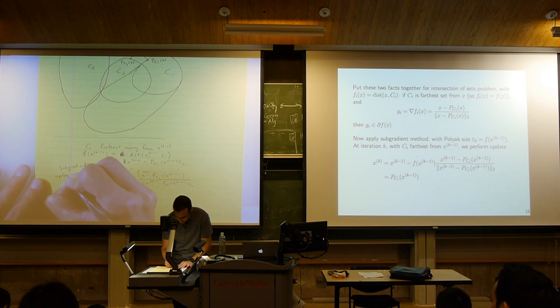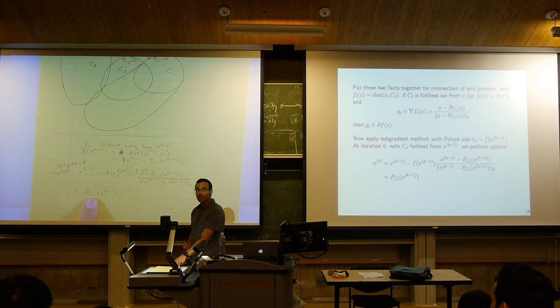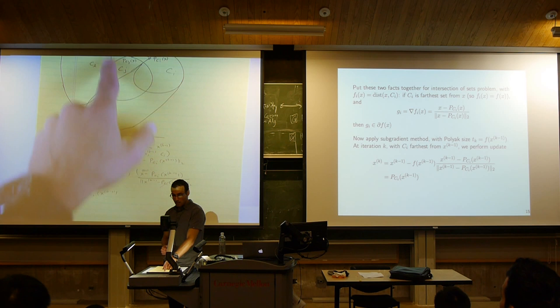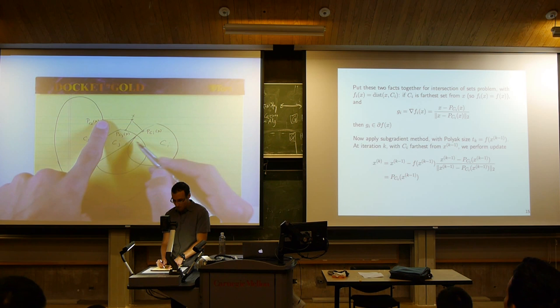In other words, we just identify the set that's farthest away from our point x_{k-1}, and then the next step in the subgradient method is just to project our current point onto that set. So we find the set that's currently farthest away from our point x, and then we move ourselves to lie on the boundary of that set by projecting x onto that set. And then say this set is going to be the farthest away, so we move ourselves by projecting onto that one.